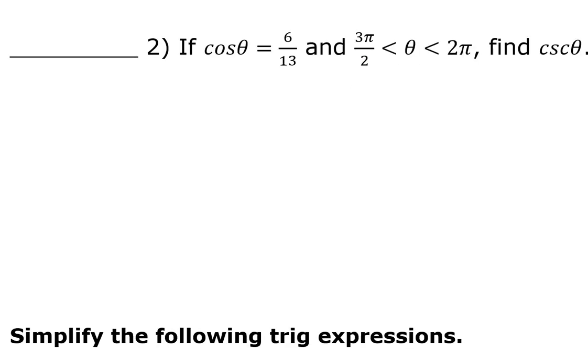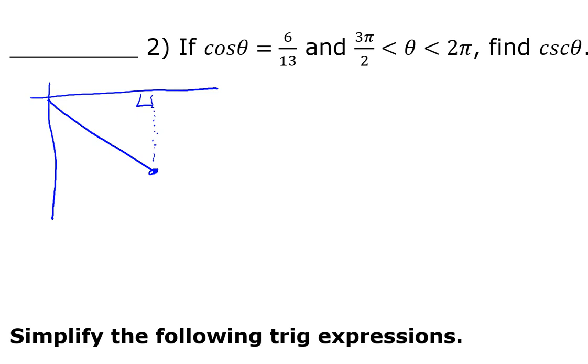Okay, between 3 pi over 2 and 2 pi, we are talking about the fourth quadrant. So let us draw our diagram featuring the fourth quadrant. So here's my angle stretching into the fourth quadrant, and then I will imagine a triangle like this.